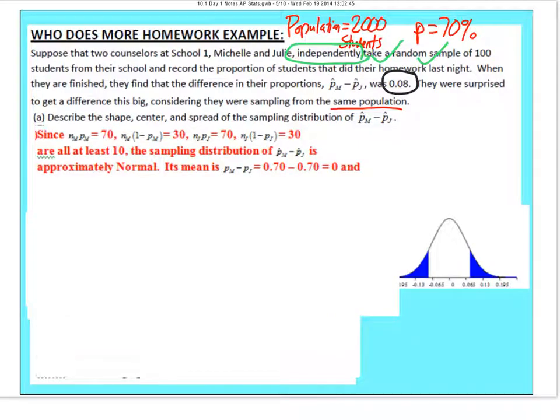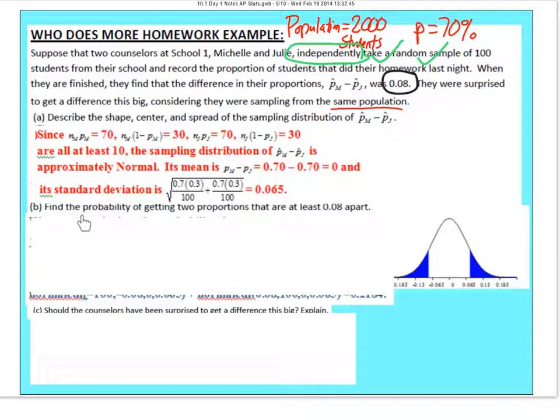Now, based on this, let's go ahead and compute the standard deviation. So again, we're using the population proportion, so it's going to be 0.7 and 0.3 over 100 for each of the two counselors. Add it, then we'll take the square root of that in order to get us the standard deviation that we need. So in terms of describing the shape, center, and spread, our shape is approximately normal, our center is at 0, and our spread is 0.065.